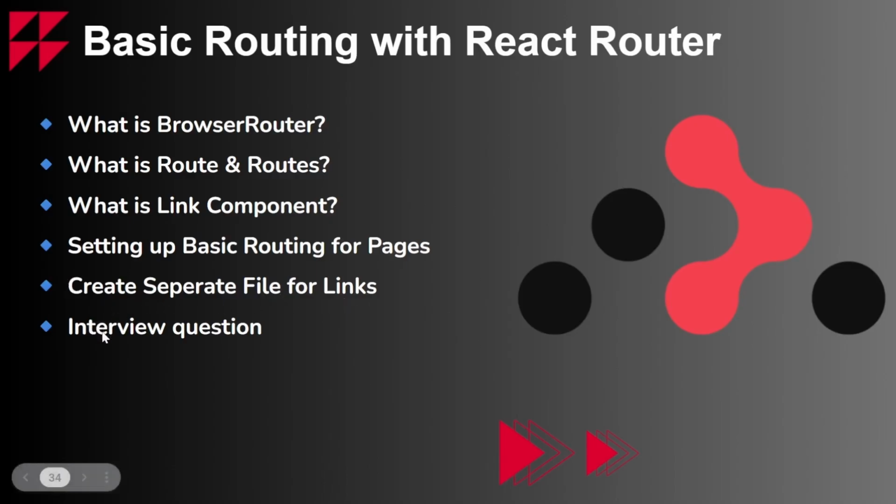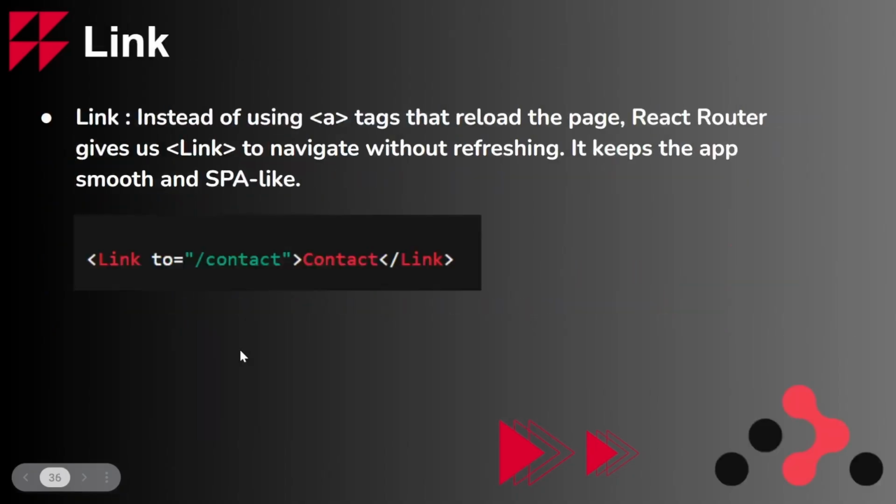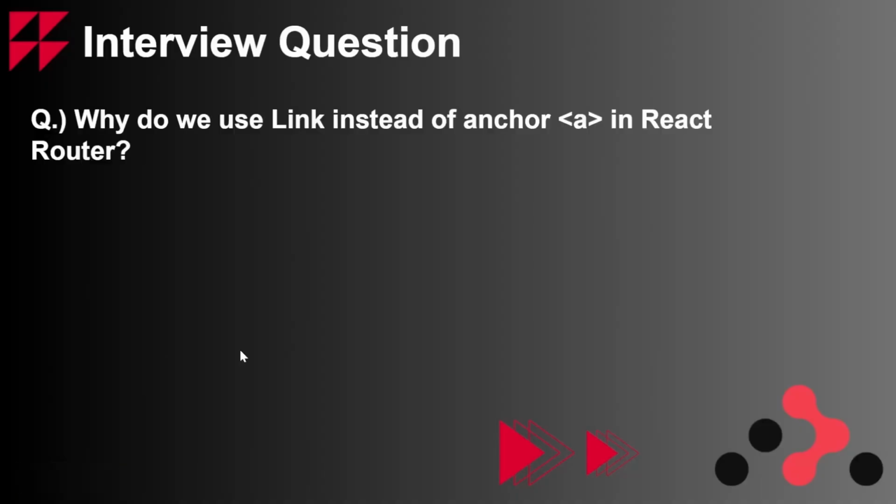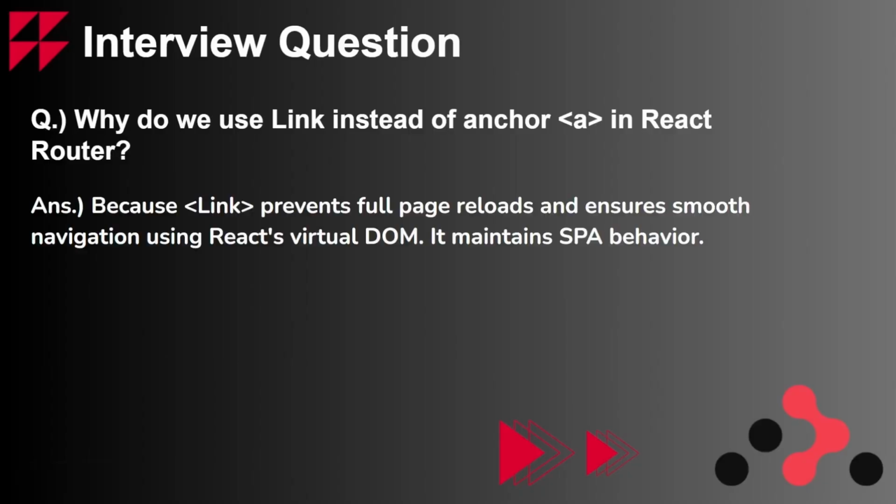Now it's time for us to look at one interview question, which is kind of important based on this concept. Let's see what is the question. Why do we use link instead of anchor in React router? I hope by now you already got the answer for it, because we have already discussed this in the video. The answer is because link prevents full page reloads and ensures smooth navigation using React's virtual DOM. It maintains SPA behavior, SPA as in single page application behavior.